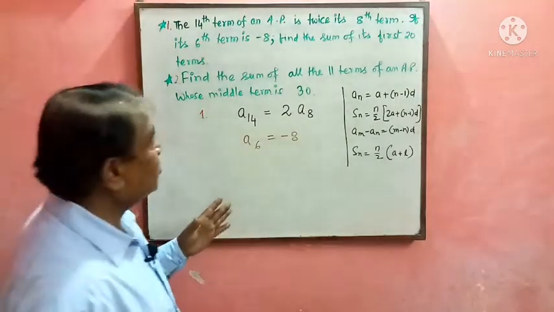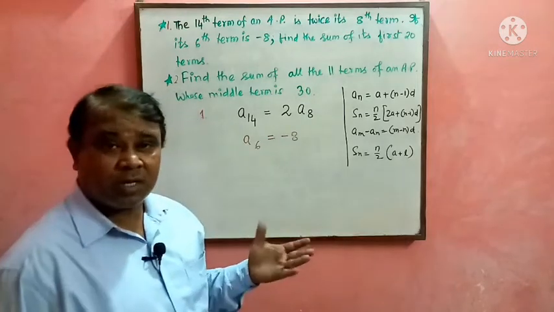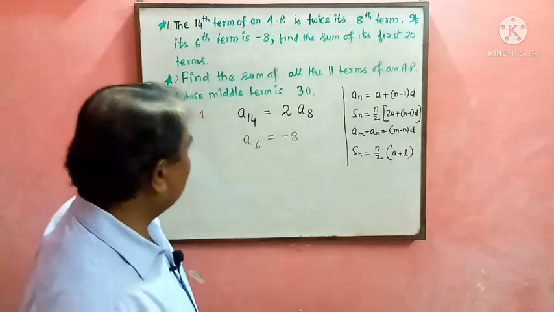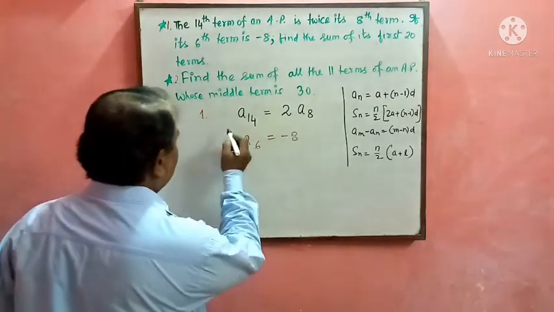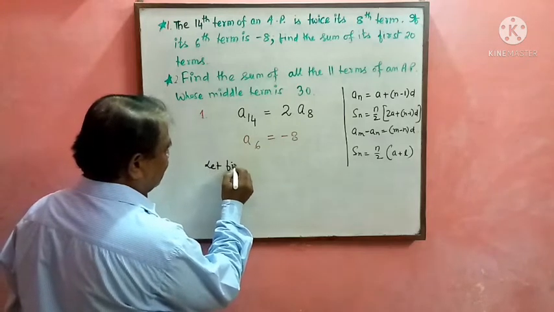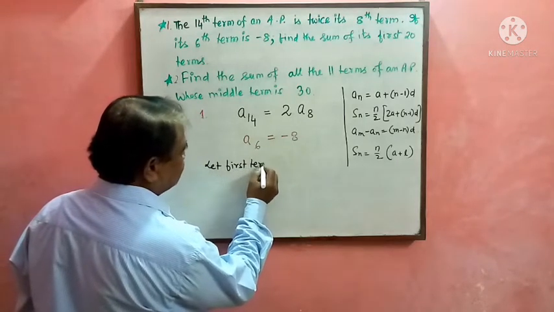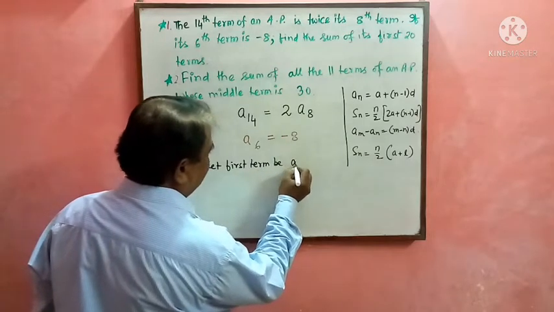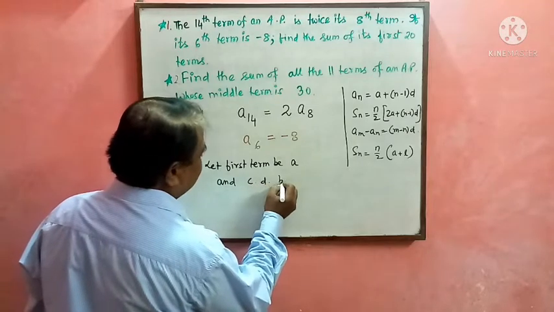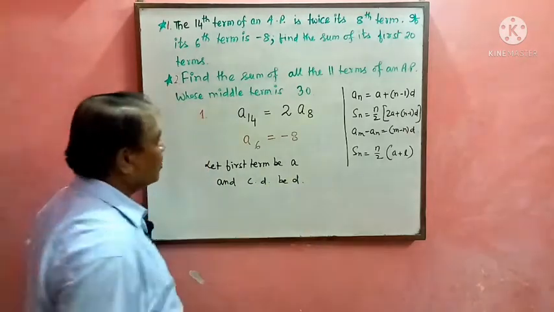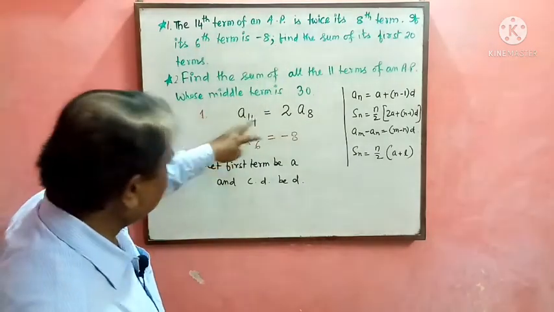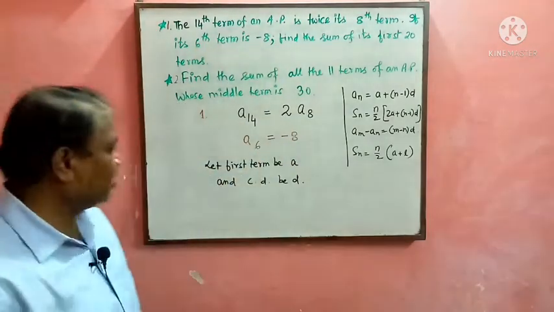This problem doesn't have the first term and common difference. So, let the first term be A, and the common difference, CD, be D. Now, this relation is given. The 14th term is equal to twice the 8th term.